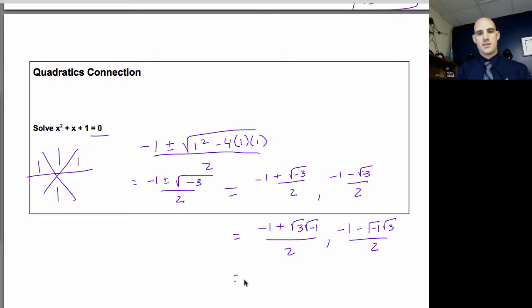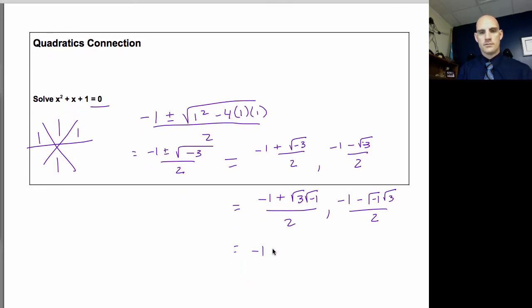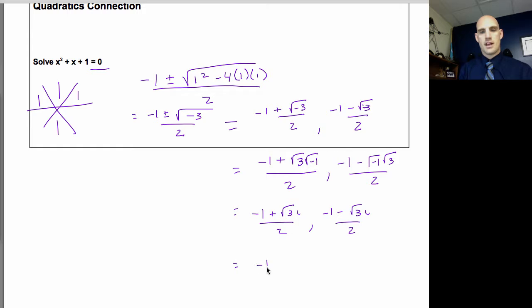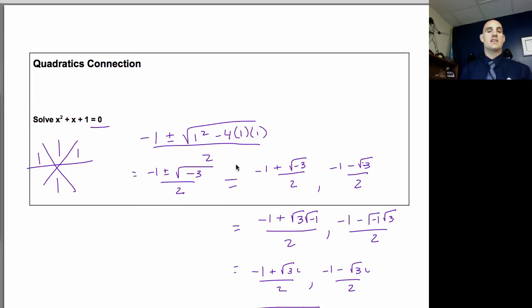When I simplify this, it's going to be equal to negative 1 plus root 3 i over 2, comma, negative 1 minus root 3 i over 2. And so I can rewrite my answer as negative 1 plus or minus root 3 i over 2. The quadratics connection is this. What you notice is, on the inside of this, this is called the discriminant. That's the b squared minus 4ac.